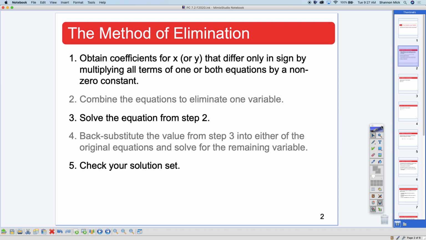Eliminate means 0. The next step would be to combine the equations to eliminate one variable. Third step would be solve the equation from step 2. And the fourth would be back substitute the value from step 3 into either one of the original equations and solve for the remaining variable. Check your solution set. So that would mean at some point you made a solution set, an x and a y.